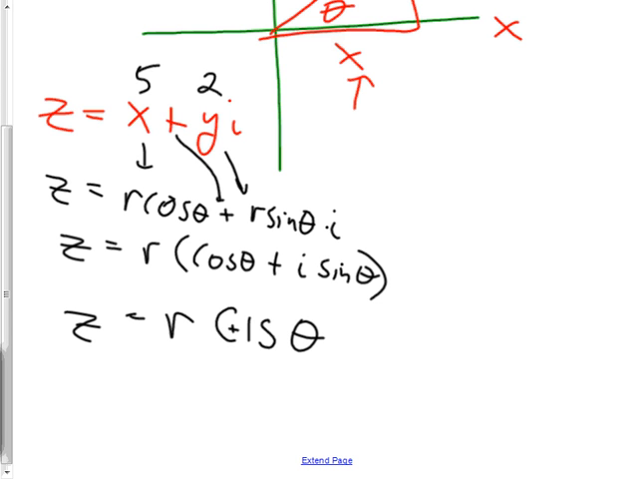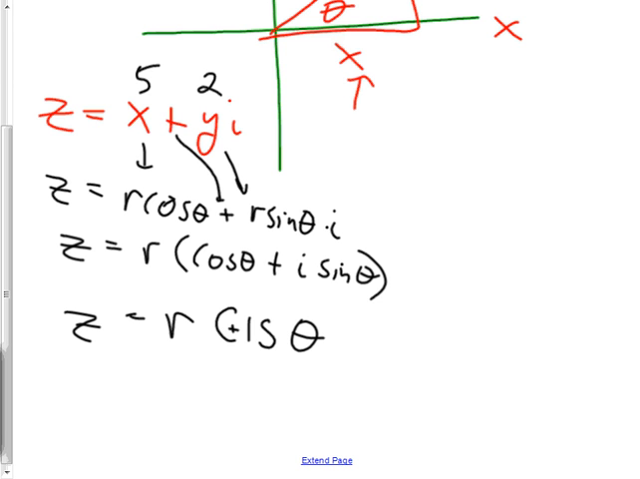You don't have to put a plus in your CIS, but technically, I should be saying CIS. I think that's the standard way to say it. I mean, come on. It's not that big of a deal, unless it's a person's name, but I'll go with CIS. So r CIS theta.